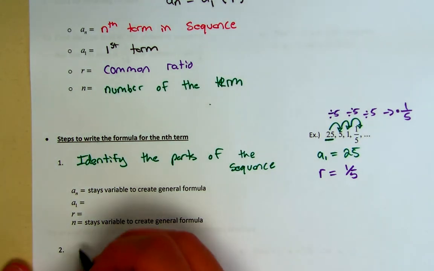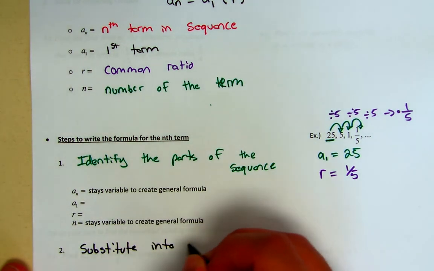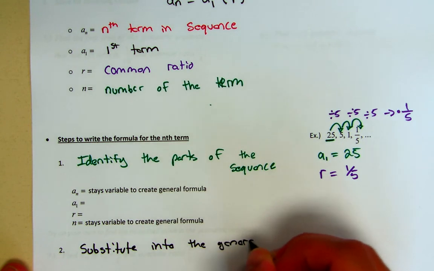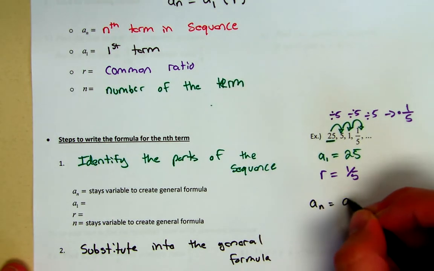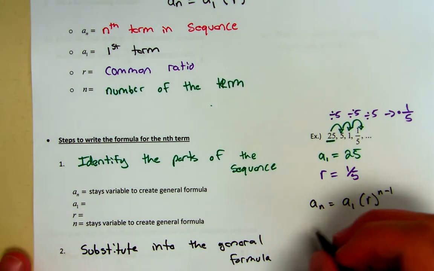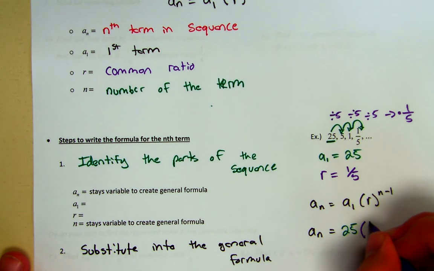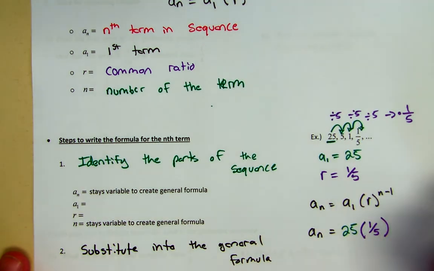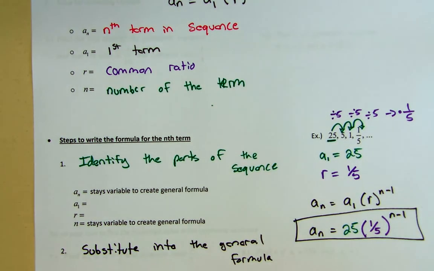I've identified the parts, now I need to substitute into the general formula. So an equals a1 times r to the n minus 1. an, again, stays the same. a1 is 25 times r, which is 1/5, to the n minus 1. And this, right here, is our formula. So now let's write one more.